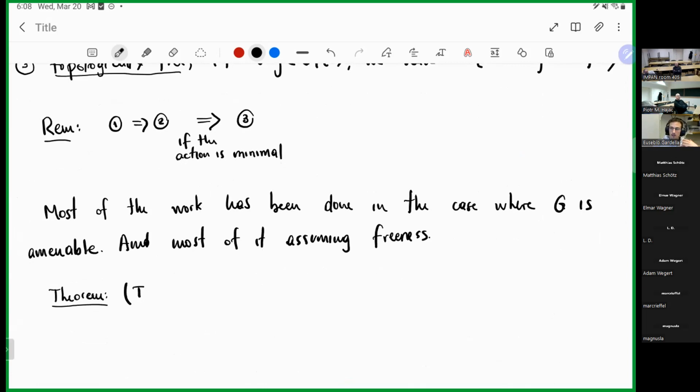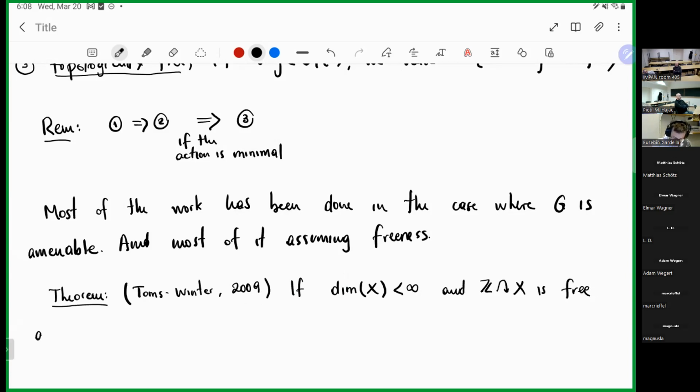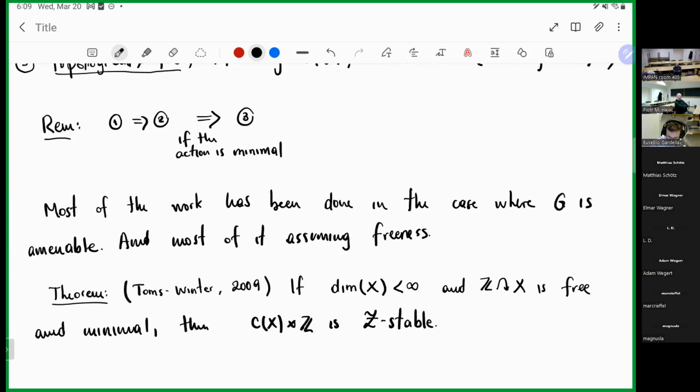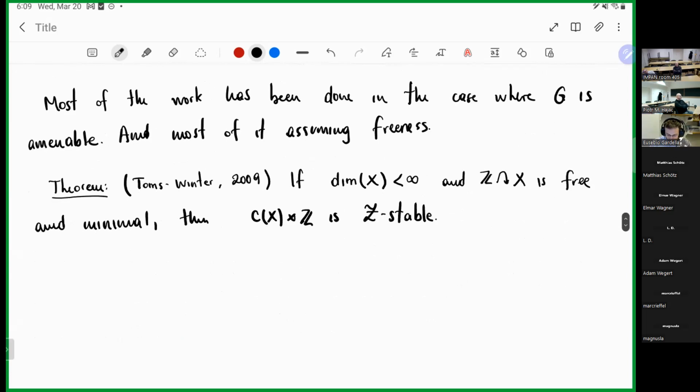So the first result in this direction, at least as far as I can trace it, of course, there were even more particular cases around the irrational rotation algebra. But the first systematic result is a result of Toms-Winter. I think it was 2009, but it could be off by a couple of years. It says the following: if the dimension of the space X, and this I now mean covering dimension, is finite, and the action of Z on X is free and minimal, then the cross product with the integers is Jiang-Su stable. I should also say that the space has to be infinite, it cannot be a finite set.